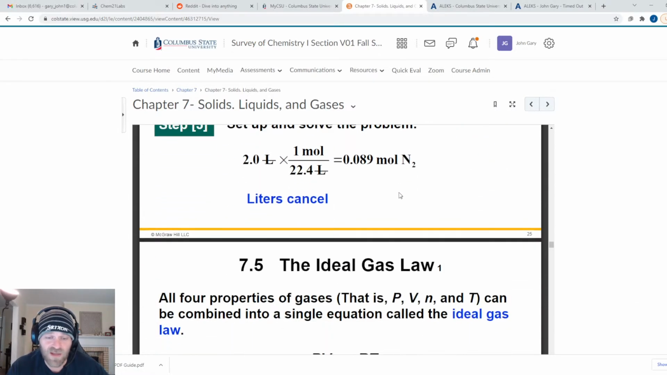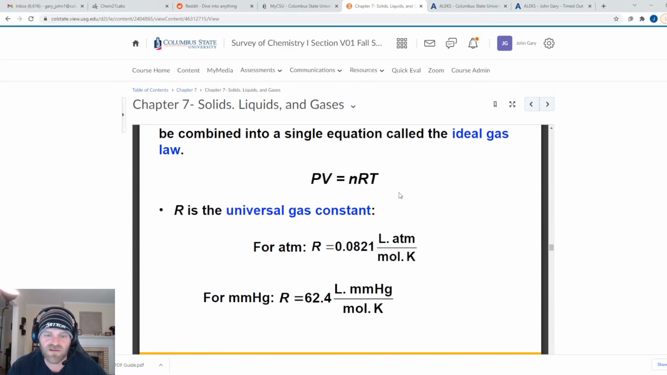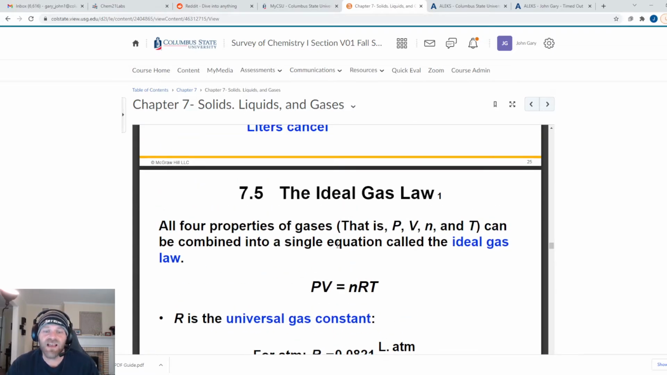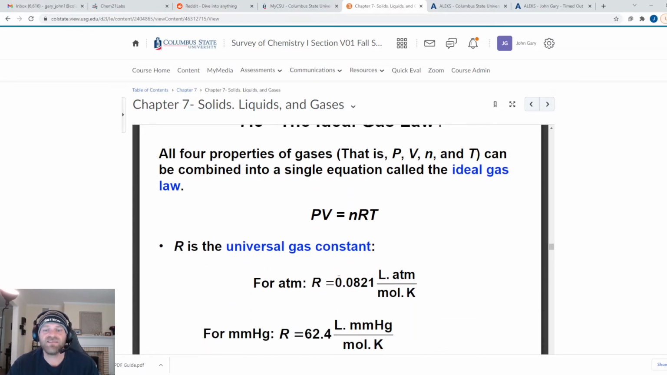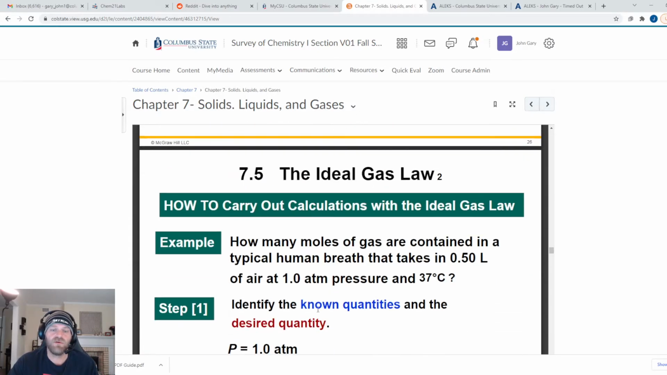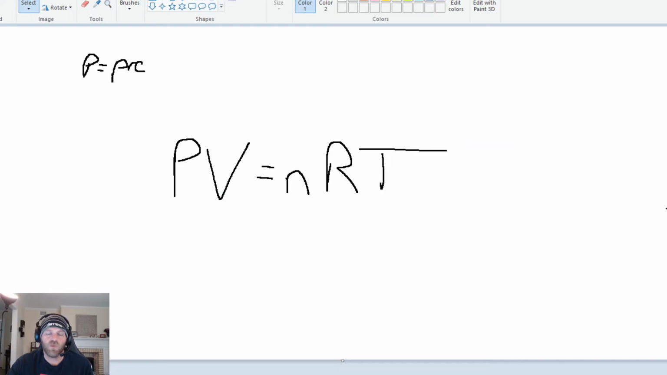And then some more practice with Avogadro. We're not going to stop there too long. The ideal gas law, that is the bread and butter. Okay, so let me pull back up my pad and show you something there. We've just talked about all these different laws and what they mean, right? One's inversely proportional to the other. I'm going to show you something real quick.